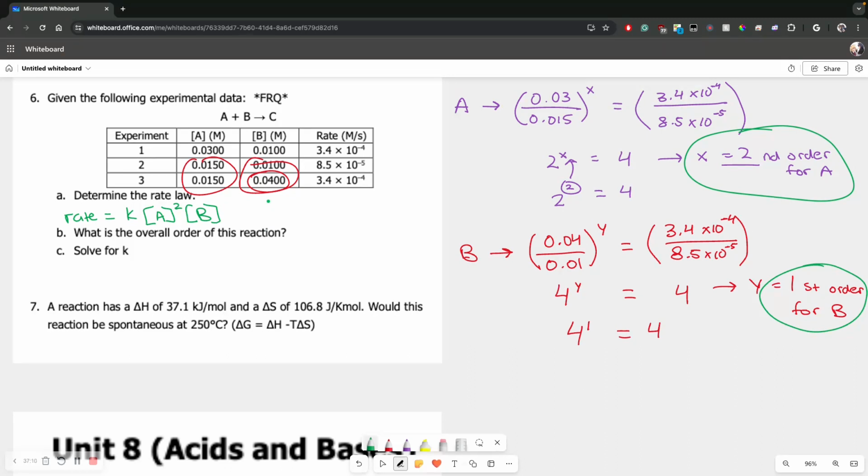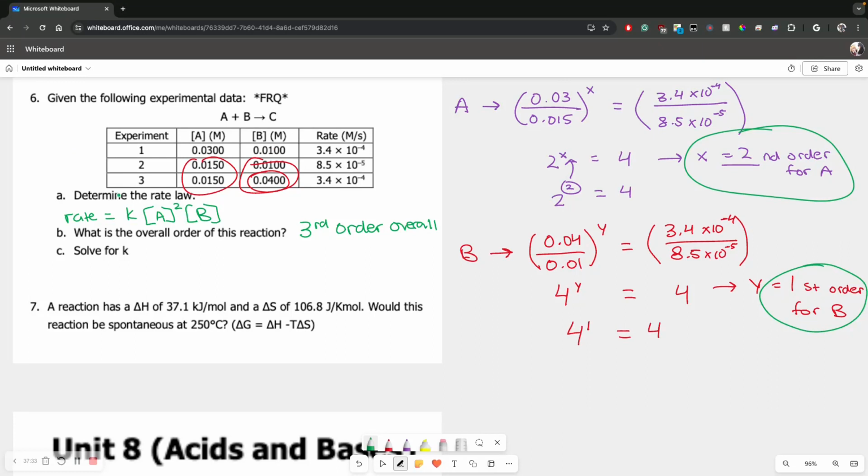The overall order for this reaction is calculated by adding up all of its respective orders. So we had second order for A, and first order for B. So 2 plus 1 is 3, and therefore it's third order overall. Alright, and last but not least, we have to solve for K.